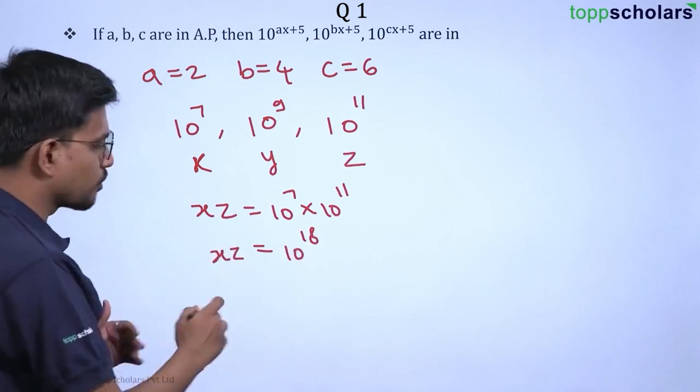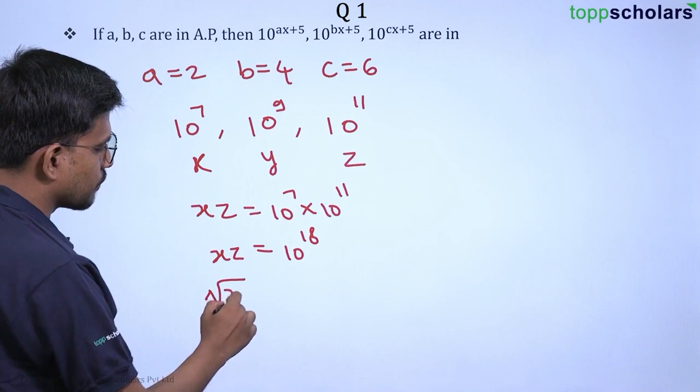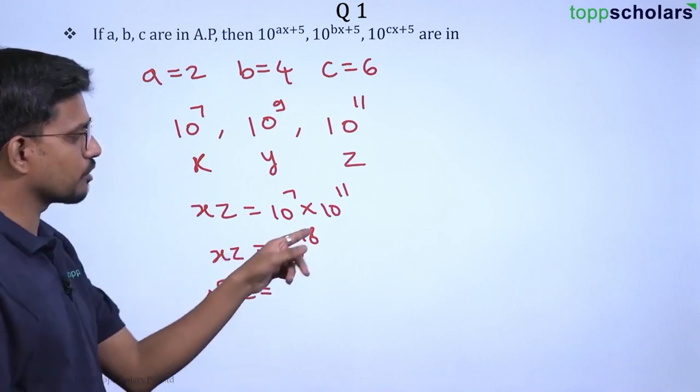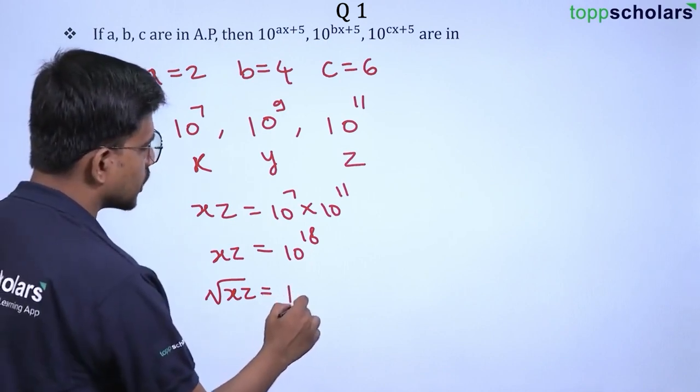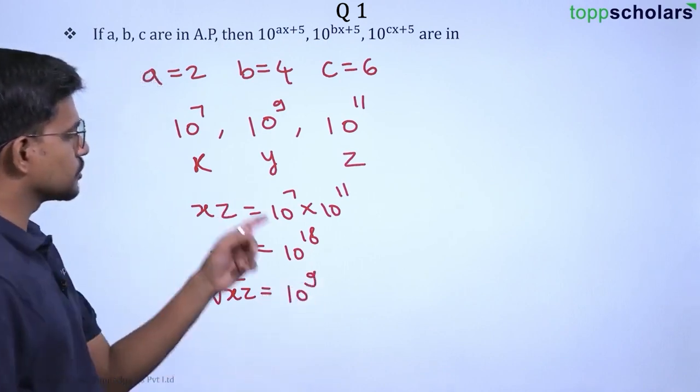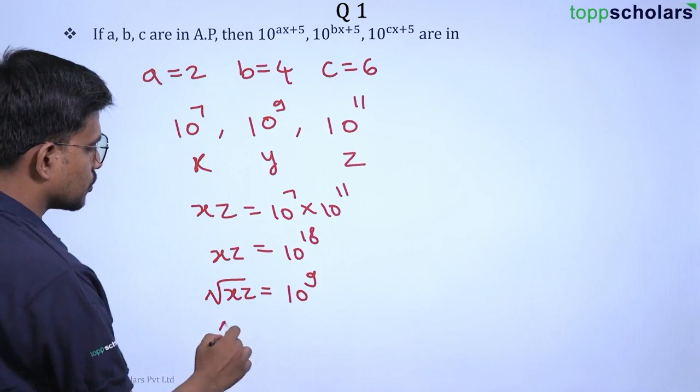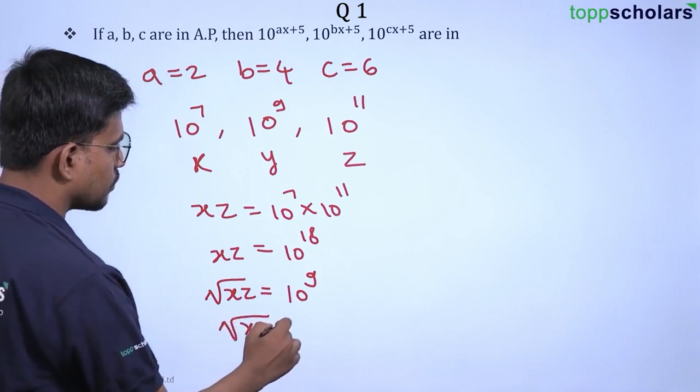Simple. Let us take the square root on both sides. So the square root of XZ would be the square root of 10 raised to 18. What is the square root of 10 raised to 18? It is just 10 raised to 9. And what is 10 raised to 9? It is Y. So root of XZ is nothing but Y.